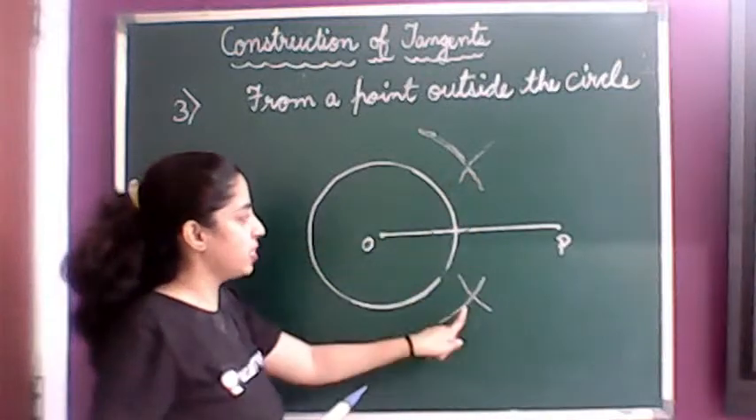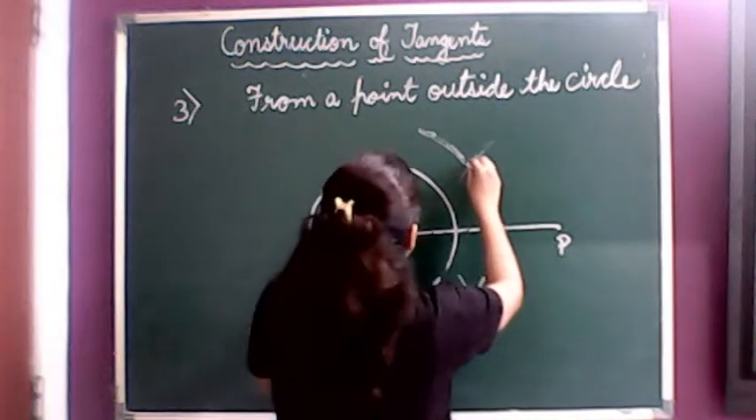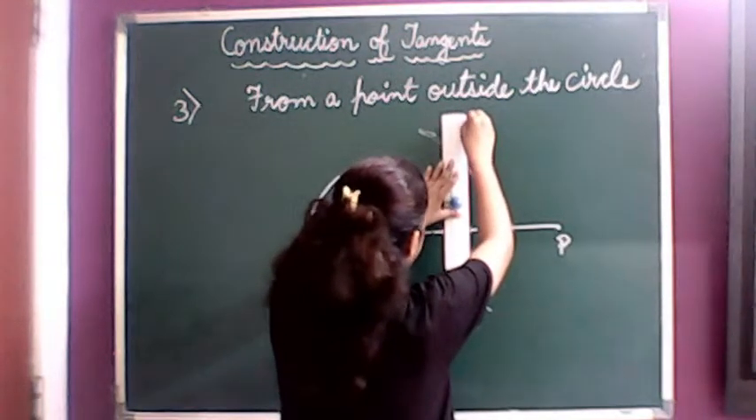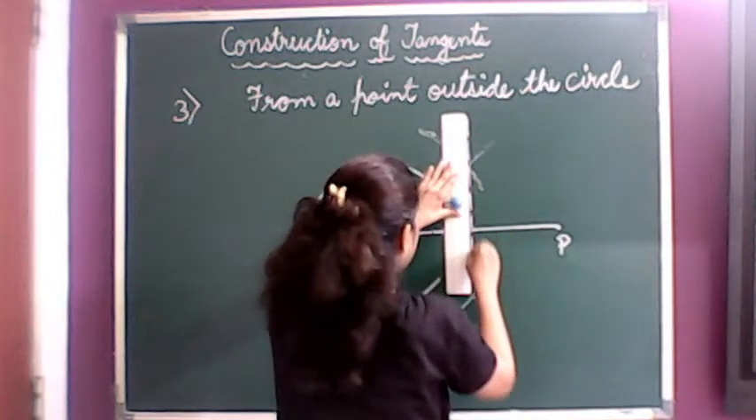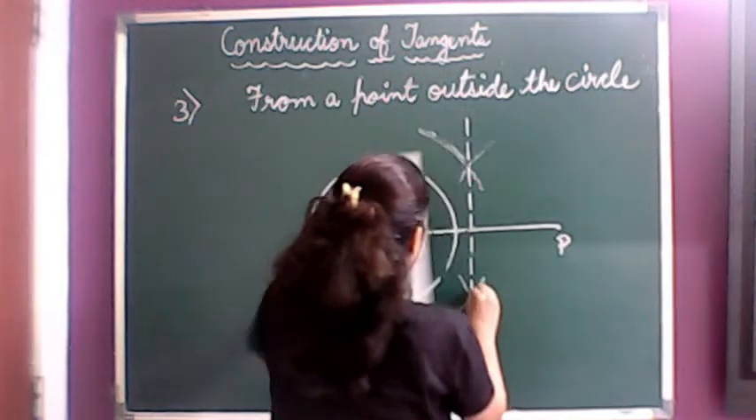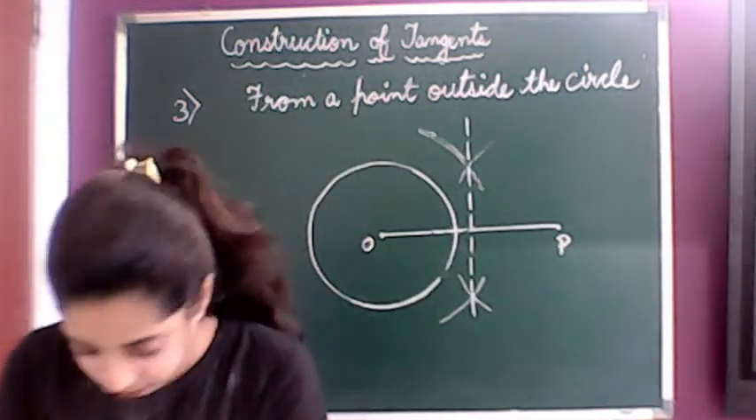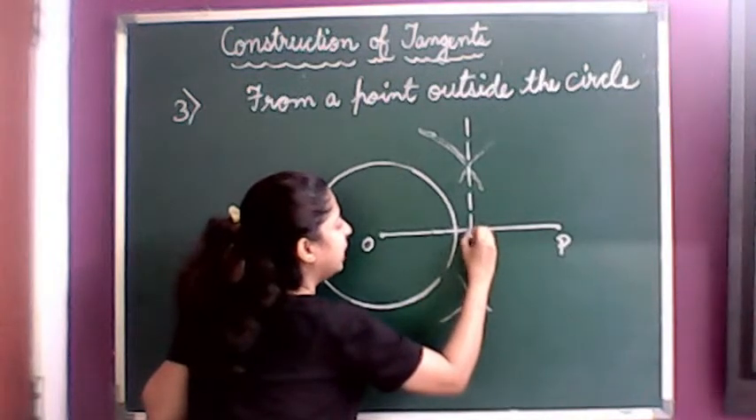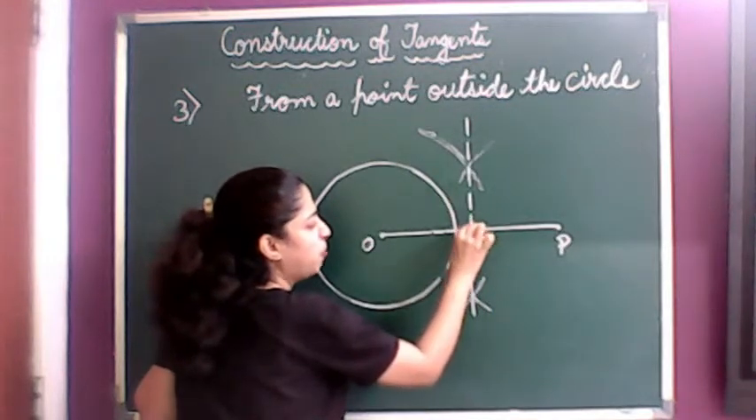So these 2 points I get. Join these 2 points with the dotted line. This is not yet a tangent. We are yet to draw the tangent. Now this point is the midpoint, and we can say this is the perpendicular bisector. So this is the middle point, M.